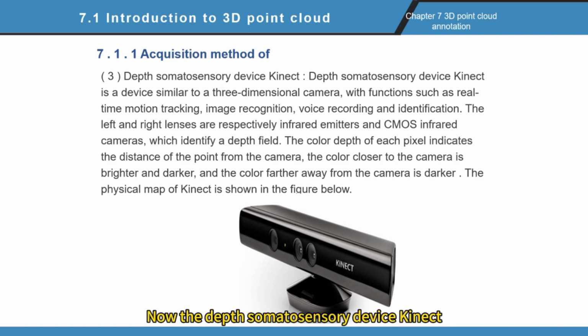Now, the Depth Somatosensory Device Kinect. It's similar to a 3D camera, and has functions like real-time motion tracking, image recognition, voice recording, and identification. The left and right lenses are an infrared emitter and a CMOS infrared camera, respectively, which identify a depth field. The color depth of each pixel indicates the distance of the point from the camera. Points closer to the camera have brighter colors, while those farther away have darker colors.